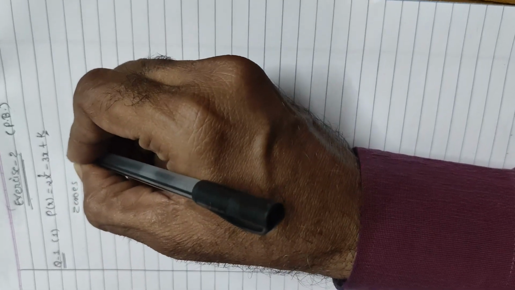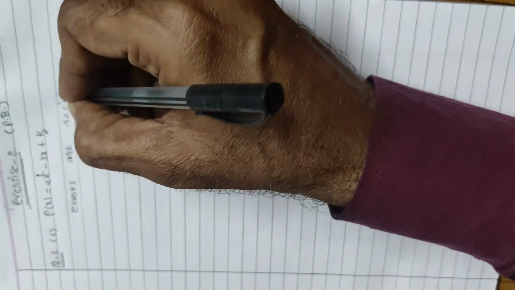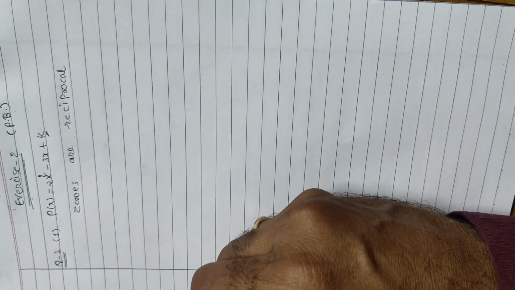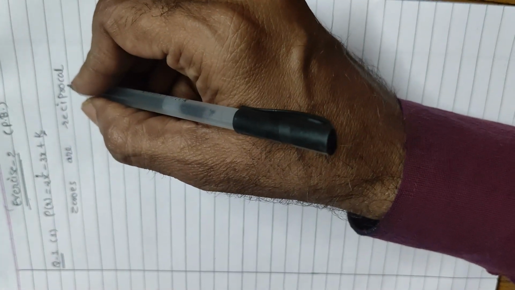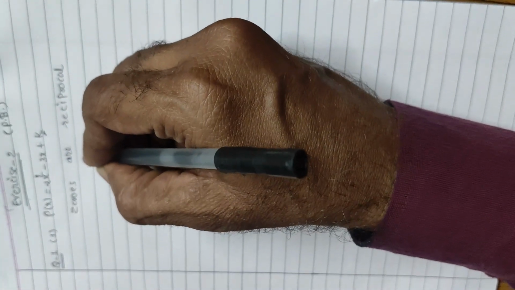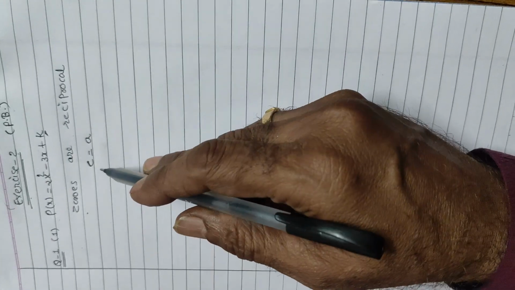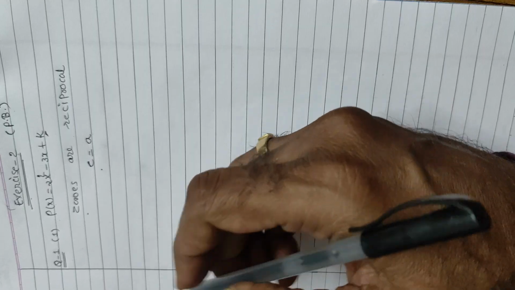Zeros are reciprocal is given. That means the formula is C is equal to A. When zeros are reciprocal, at that time C is equal to A.